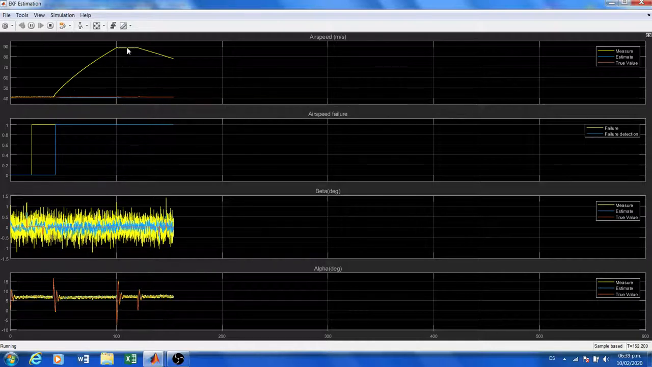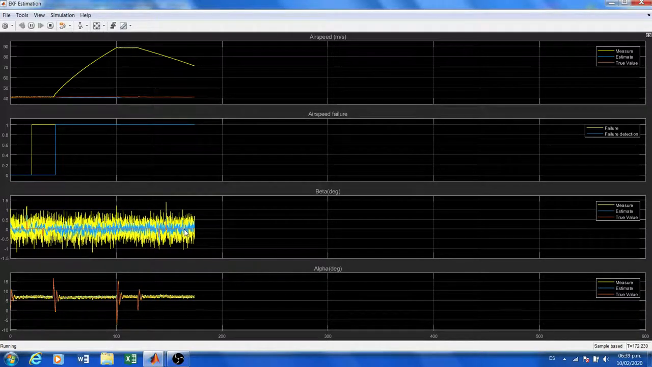You see that there's a difference between 88 and 40, it's like 48 meters per second of difference between the measured value and the true value. But you can see how good this algorithm is at estimating the airspeed.